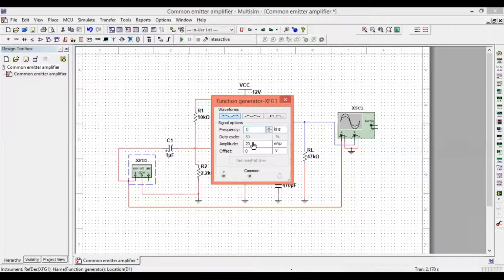Similarly, the amplitude is already set here, that is 20 millivolts, because the transistor is a small signal amplifier. Since it amplifies small signals, I will give 20 millivolts peak to peak. Similarly, if I want 50 millivolts, we can also change the values from here, millivolt, micro.